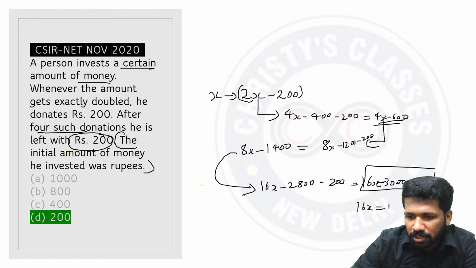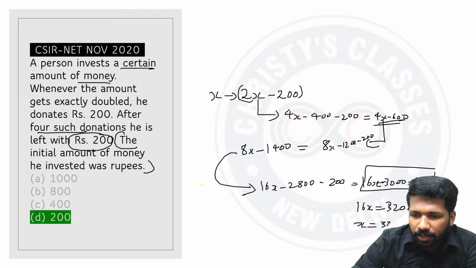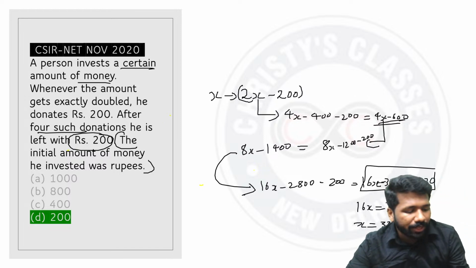So 16x is equal to 3200. X is equal to 3200 divided by 16. 3200 divided by 16 will be 200. This is the mathematical direct method of doing it.